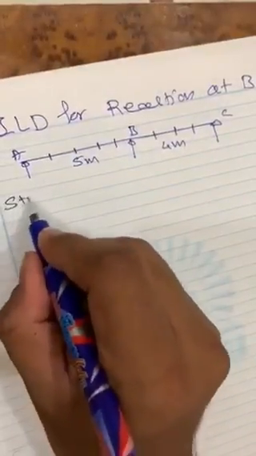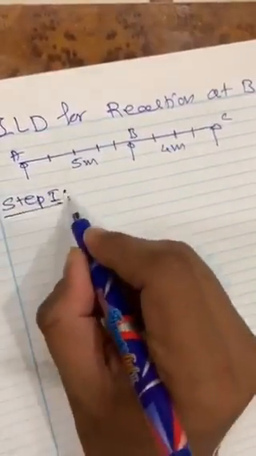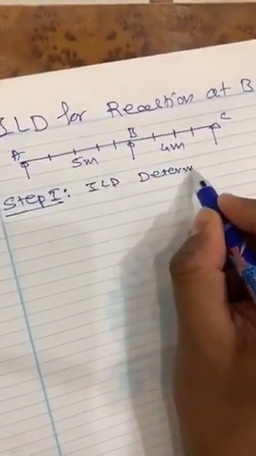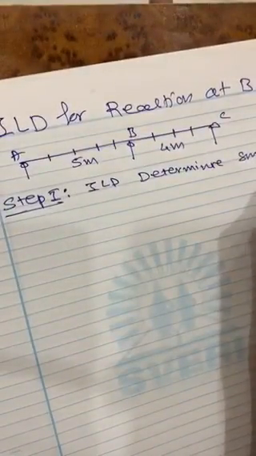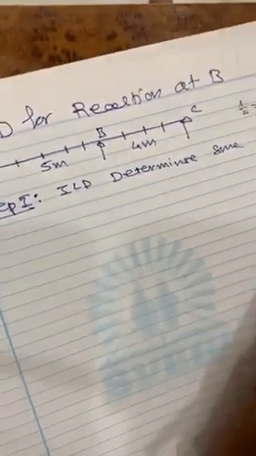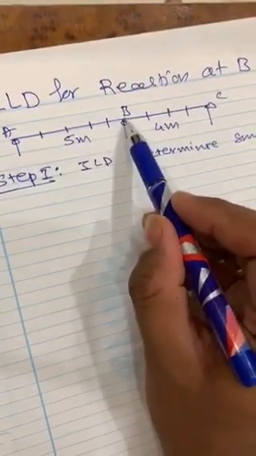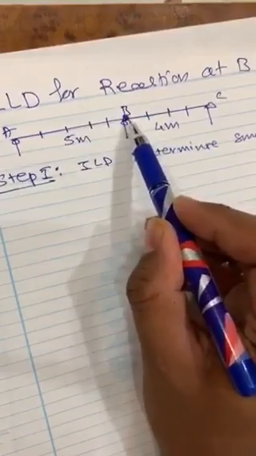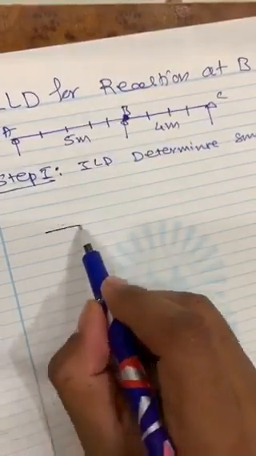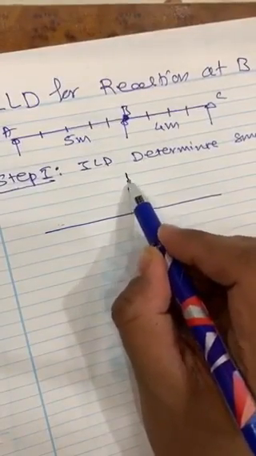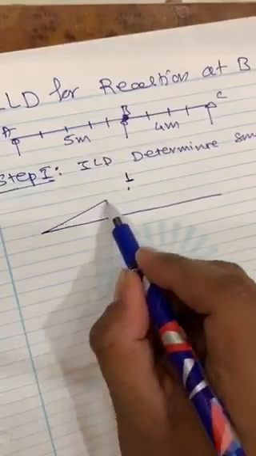So what is step 1? Step 1 is ILD for determinate structure and divided by EI to get the determinate displacement. How to get the ILD for determinate structure? You have to make it determinate. So for that you will have to create a hinge here. So what will happen by creating a hinge here? This will be 1, and then you have this ILD.